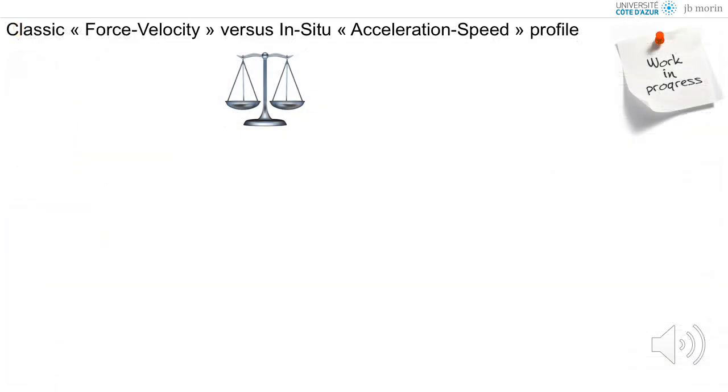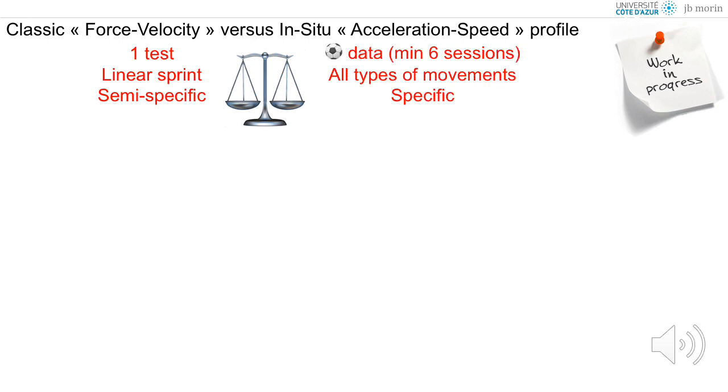So if you want to compare the classic force velocity profile with the new in-situ acceleration speed profile, you should remember that it's similar but different information. First, one is a single test, it is linear sprinting, and it is only semi-specific to football, okay? It is sprinting, but it's not football. The other one is football data, minimum of 6 sessions, so it's not a single test. It includes all types of acceleration and movements, and it is very football specific. You cannot be more specific. You can even include some game data.